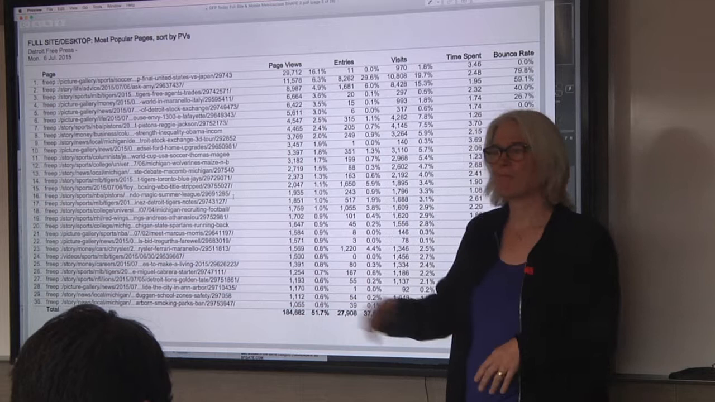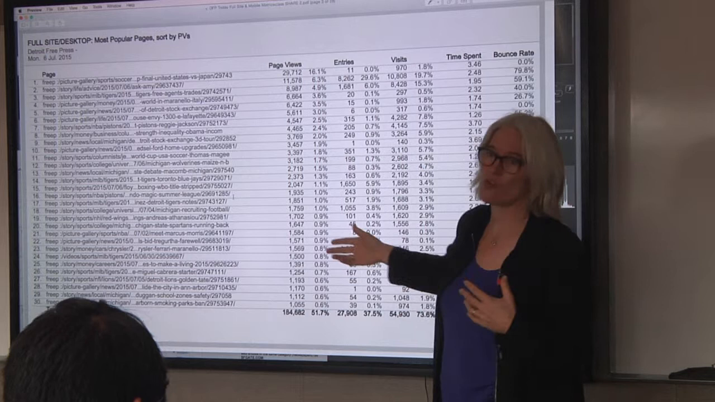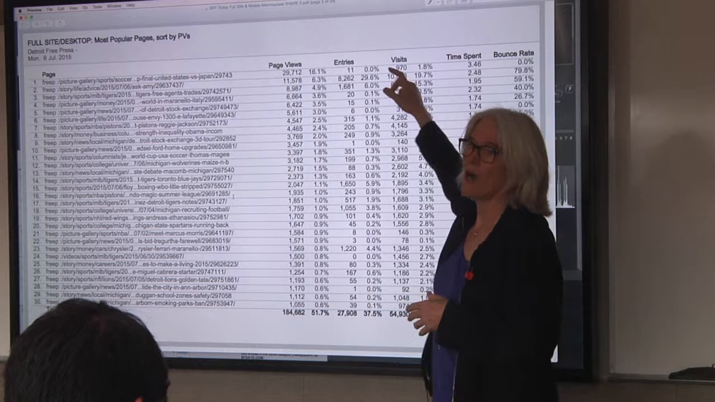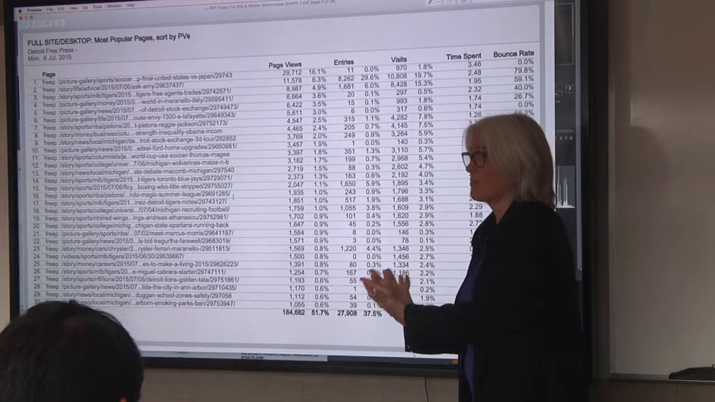Now, what you can look at as a web producer or editor, you can go, hey, we've got this story. It's getting a lot of entries, and it's got a pretty high bounce rate, although this is not that bad for a story. I need to put more things on it. Is there a photo gallery I can put on that? I've got a lot of people coming in to that story. What can I put on that page?